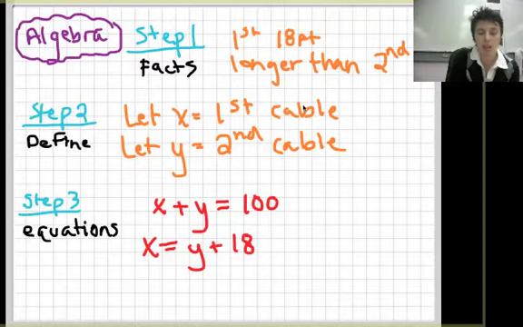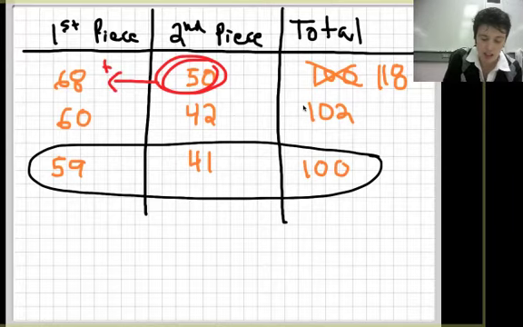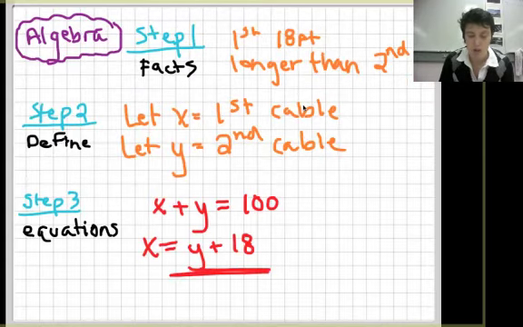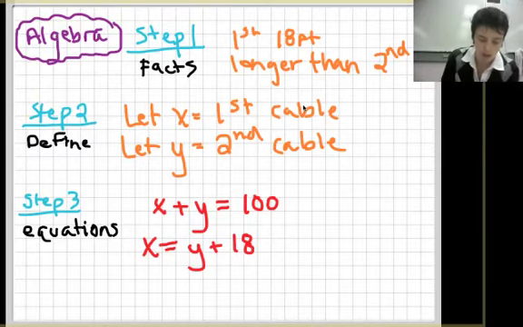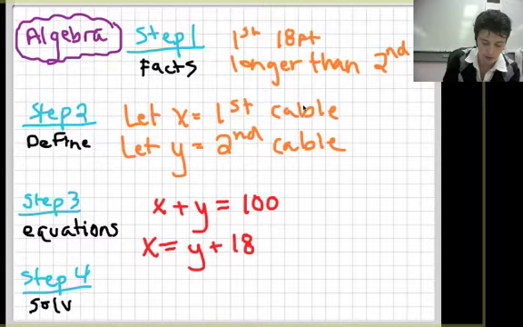Remember when we were doing our guess and check table earlier that we would take the number from the second piece, and to get this piece we would add 18 to it. Well, now that's what we're doing with our equation. We're adding 18 to the y piece. So I'm going to work with those. I'm going to see if I can take those equations, and I can go down to step 4 here. And step 4 is going to be let's solve. Let's do what we've been learning in class, and let's solve these equations.